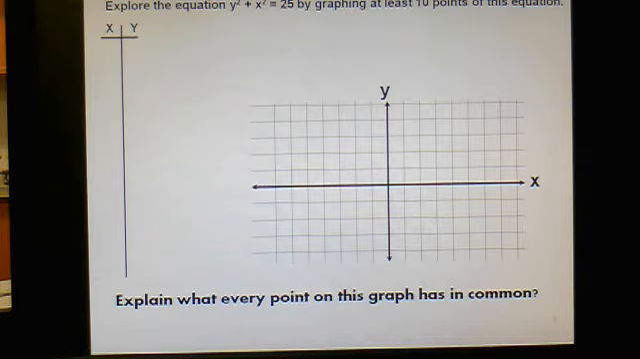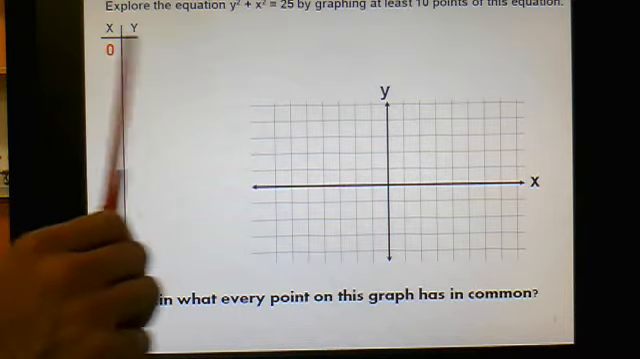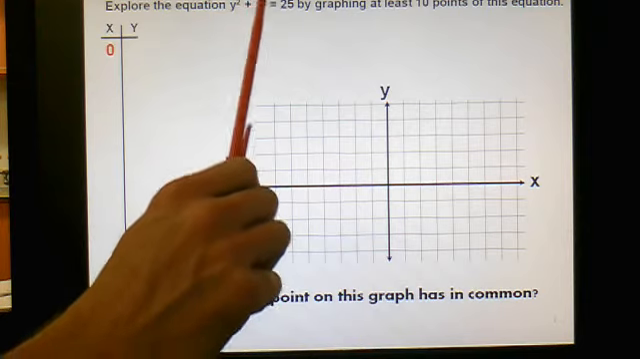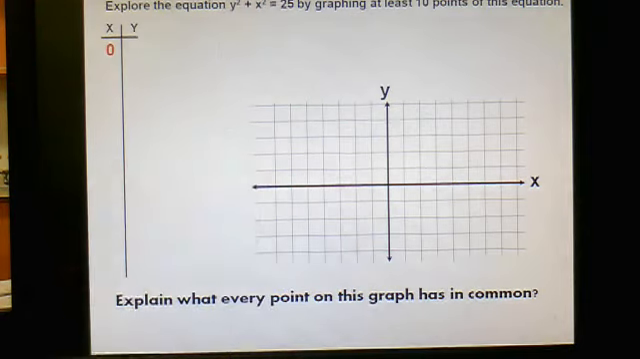The way you can graph anything, I don't care if you don't know what it is or not, is with a table of values. And I usually ask classes, what's the easiest number you can plug in? Usually people say either 1 or 0. I think 0 is probably the easiest. If you plug in 0 for x, that means you don't have that term. It means y squared is equal to 25, which means, of course, y has to be 5. 5 times 5 is 25.